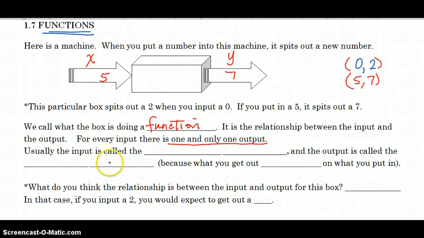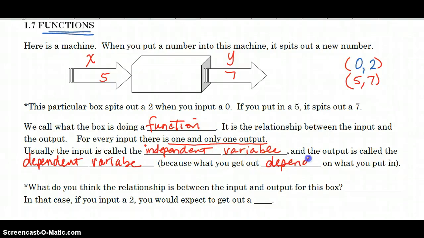Usually, the input is called the independent variable. It's very independent. You can put in anything you want. But the output is a dependent variable because it depends on what you put in. Okay, so the input is independent. The output depends on the input. Therefore, it's a dependent variable.